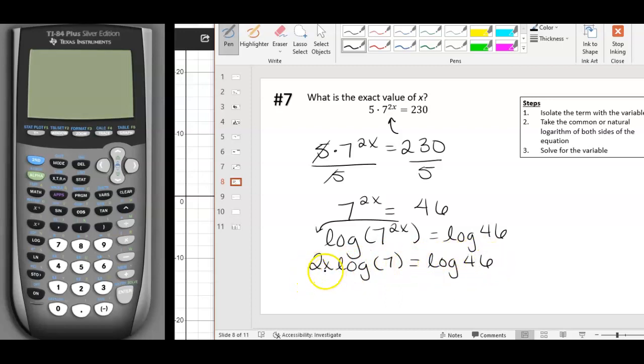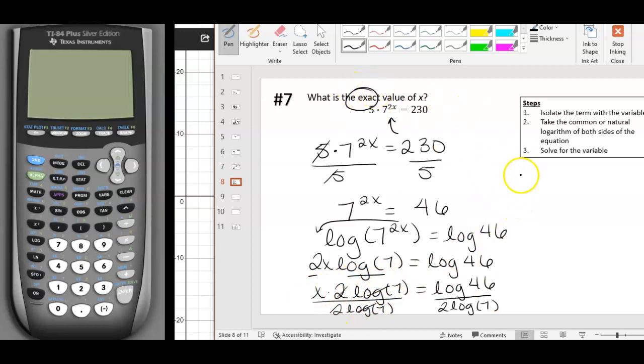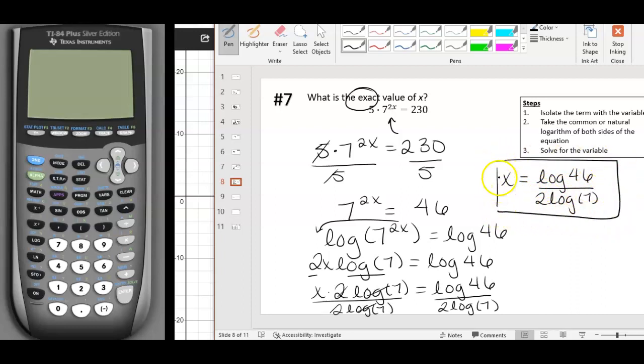Well, notice that here I have an x that's being multiplied by 2 and by the log of 7, right? So this is basically like x times 2 times log of 7. So in order to solve for x, what I can do is I can actually divide both sides by 2 log 7, right? Because that's going to leave the x alone because it's going to cancel everything else out on my left side, right? So the 2's cancel and the logs cancel. So since it's asking me for an exact value, I'm just going to leave this as is. So I'm going to say my answer is x equals the log of 46 divided by 2 log 7. Okay, I don't need to plug it into my calculator and get a decimal because this is actually asking me for the exact value.